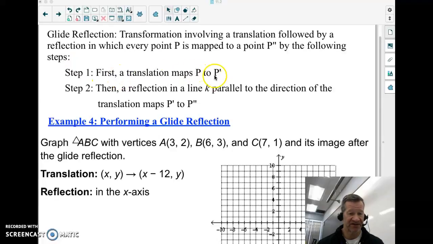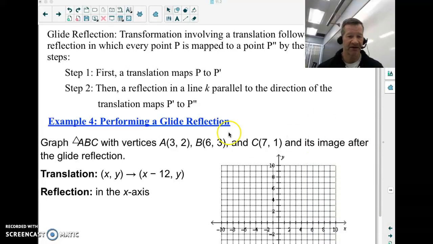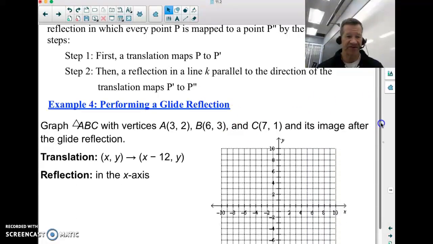First, we're going to do a translation. And then second, we are going to reflect that in a line K, which is parallel to the direction of the translation, and that maps P prime to P double prime. Now we'll show you what that means in just a second. So let me move my face out of here and scroll down just a tad.